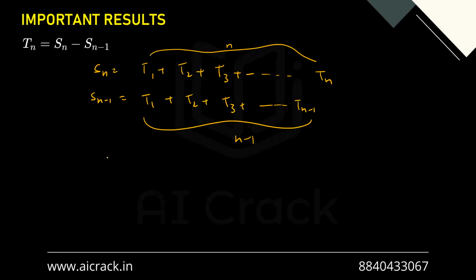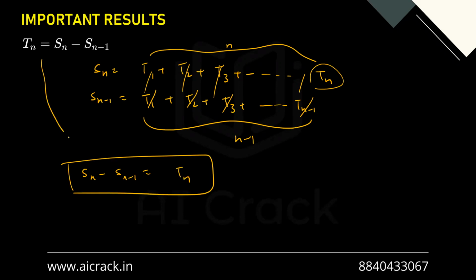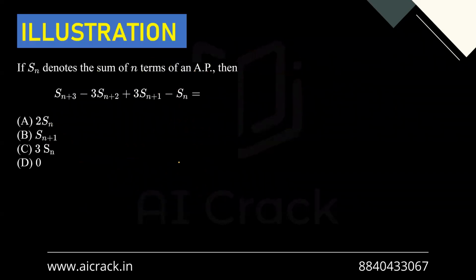Now if I subtract both of them, this gets cancelled out, this gets cancelled out, this gets cancelled out, and this also gets cancelled out. Only the remaining term would be Tn. So this you have to remember: Sn minus S(n minus 1) equals Tn. Okay. Now let's look at one question.